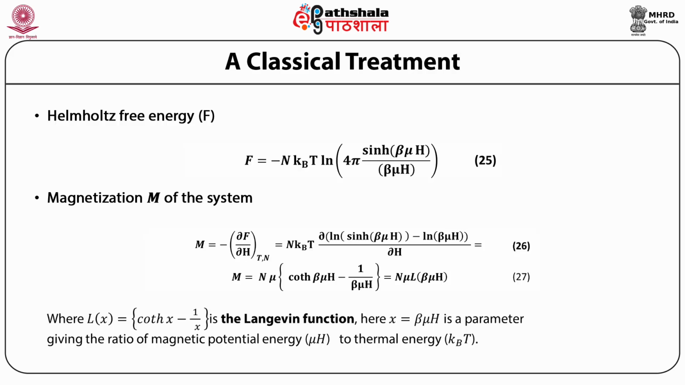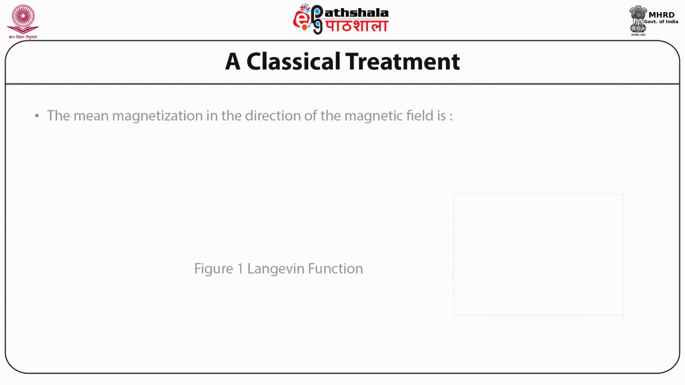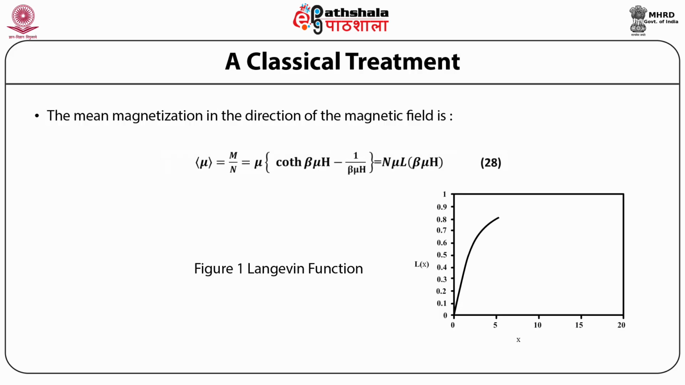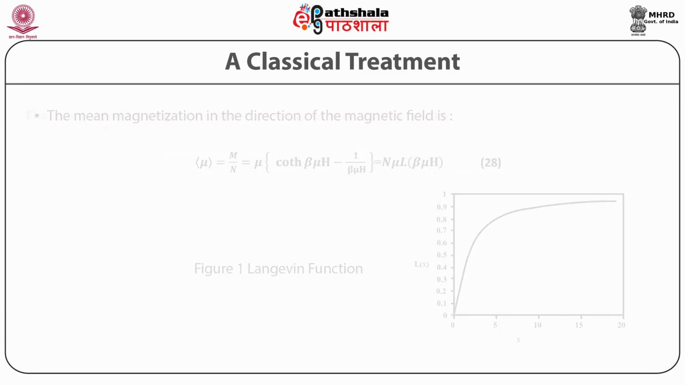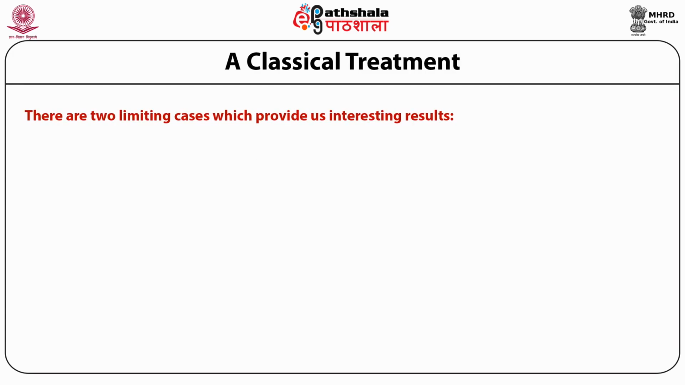Here x = βμH is a parameter giving the ratio of magnetic potential energy μH to the thermal energy k_B T. The mean magnetization in the direction of the magnetic field is M/n = μ {coth(βμH) - 1/(βμH)} = μ L(βμH). This function is drawn in figure 1. There are two limiting cases which provide us interesting results.